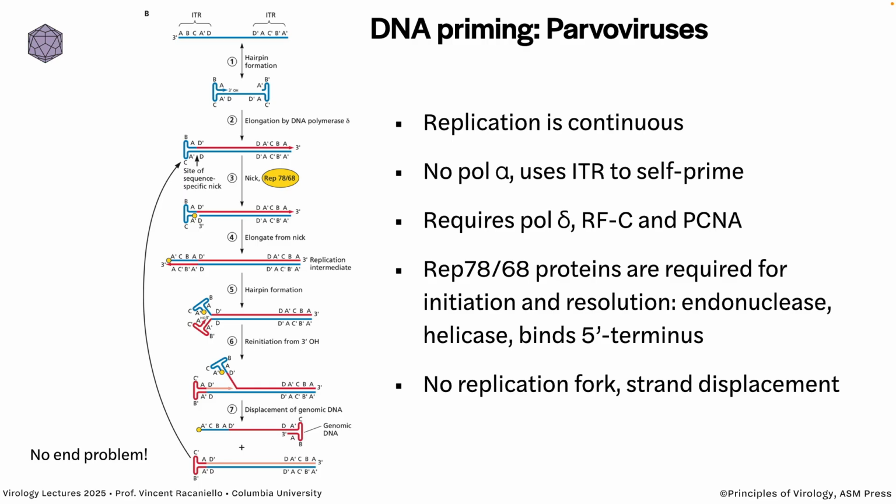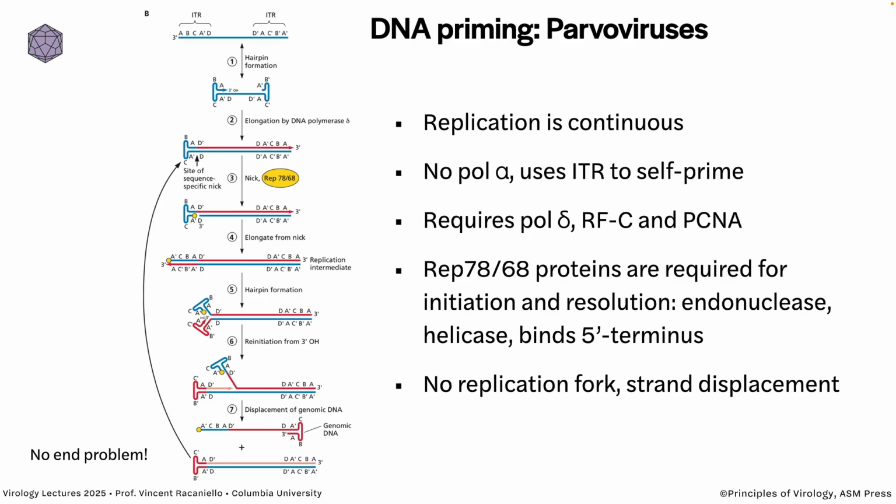That can be transcribed now. Before you couldn't transcribe it. And you can make some proteins that you need for DNA synthesis. And one of them is called Rep 78/68. And what that does, it makes a nick, a sequence-specific nick between A and D in this terminal hairpin. All right, so then you end up with this molecule, which is pretty much the same, except it's got a nick. It's no longer continuously double-stranded.